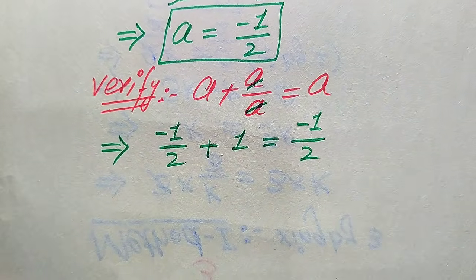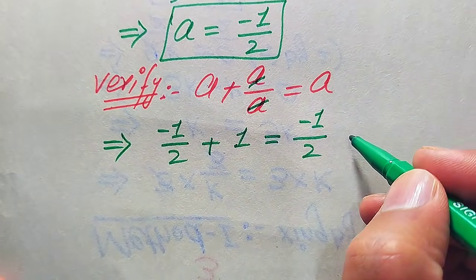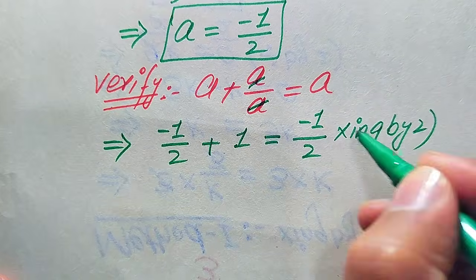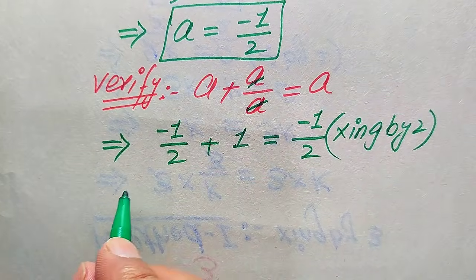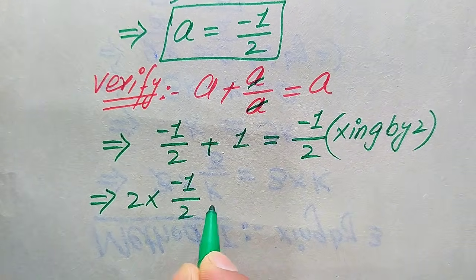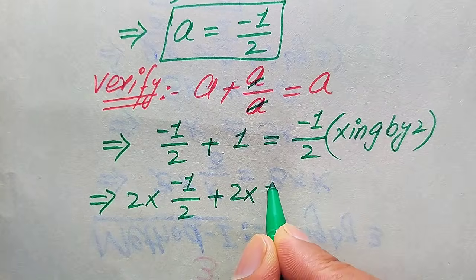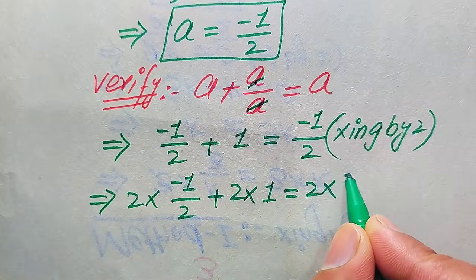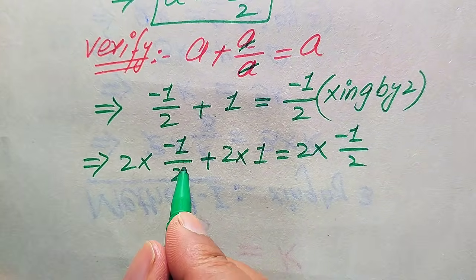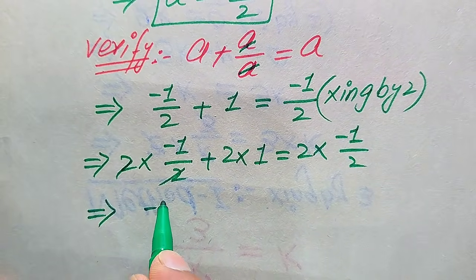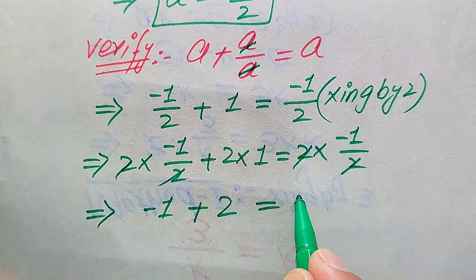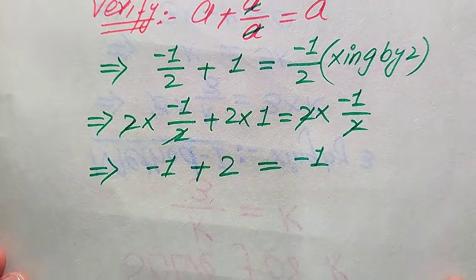In order to verify whether both sides are equal or not, we need to multiply both sides by 2 on each of these terms. When we multiply, it will be written as 2 multiplied by minus 1 over 2 plus 2 multiplied by 1 equals 2 multiplied by minus 1 over 2. In this way we multiply all of these values. So this 2 and 2 are gone, and we get minus 1 plus 2 times 1 becomes 2, and this 2 and this 2 are also gone, and we get minus 1.